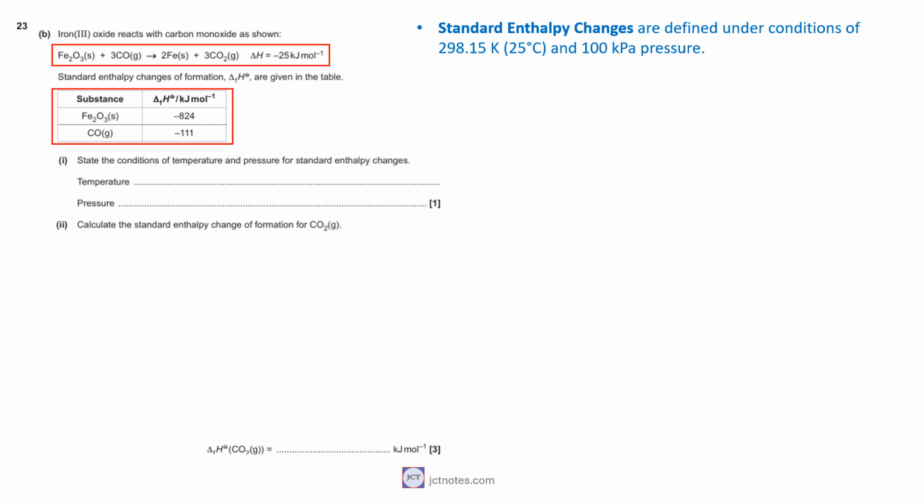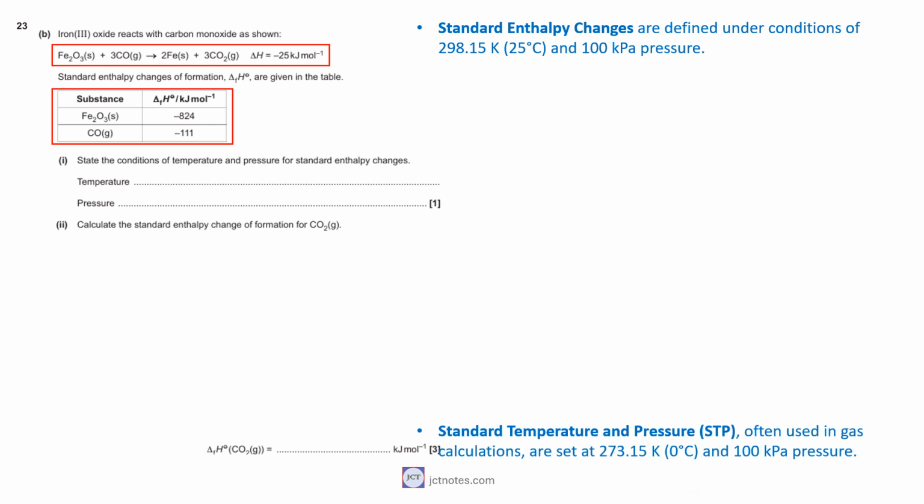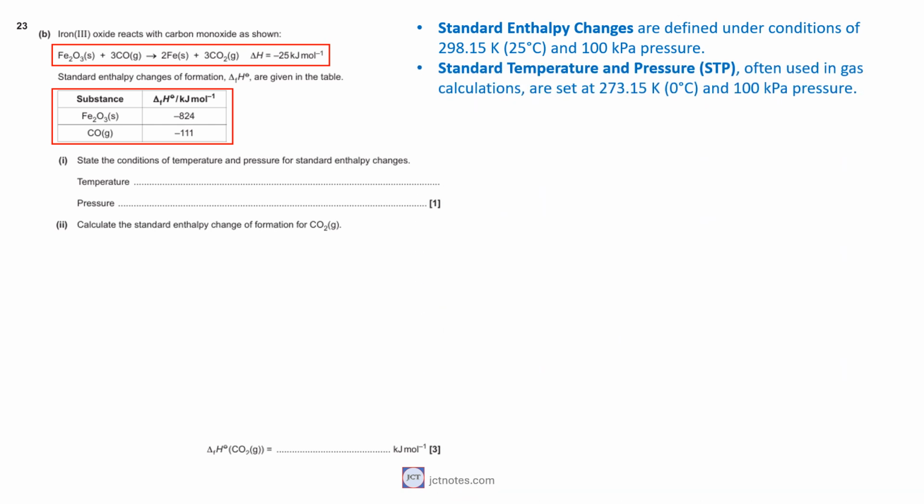Standard enthalpy changes are defined under conditions of 298.15 Kelvin or 25 degrees Celsius and 100 kilopascal of pressure. Standard temperature and pressure, often used in gas calculations, are set at 273.15 Kelvin or 0 degrees Celsius and 100 kilopascal of pressure.